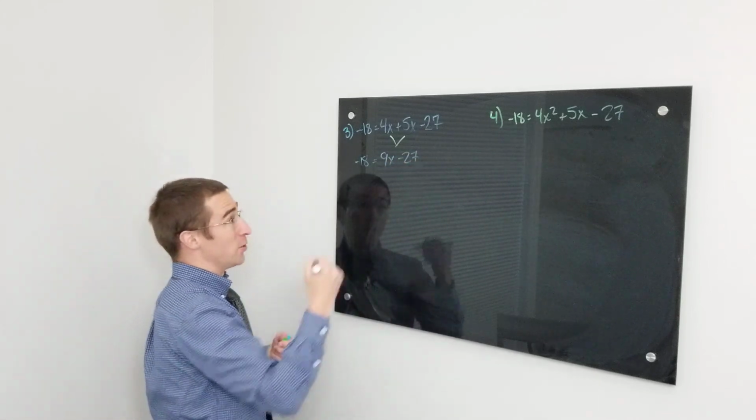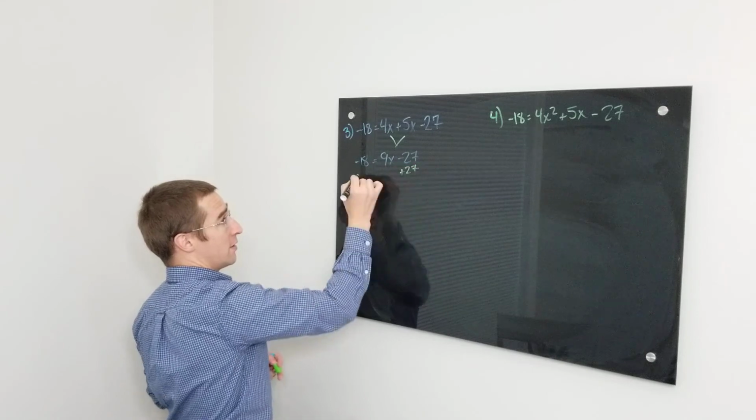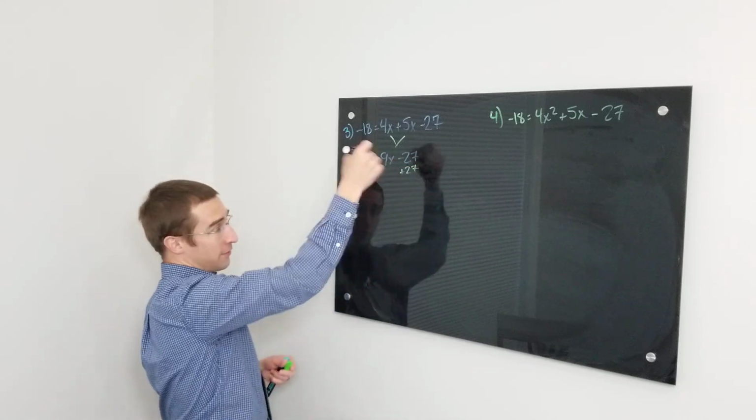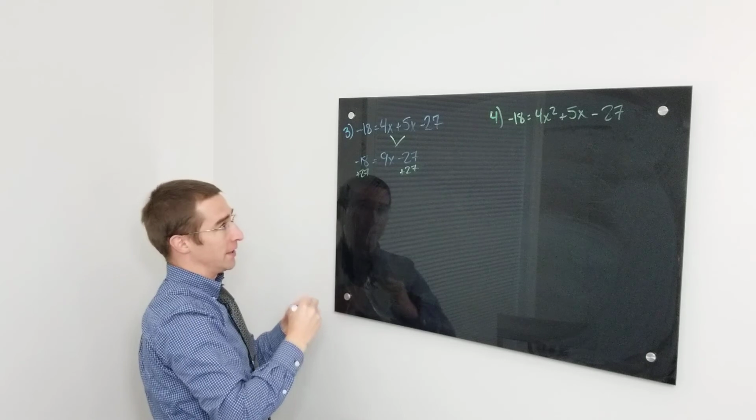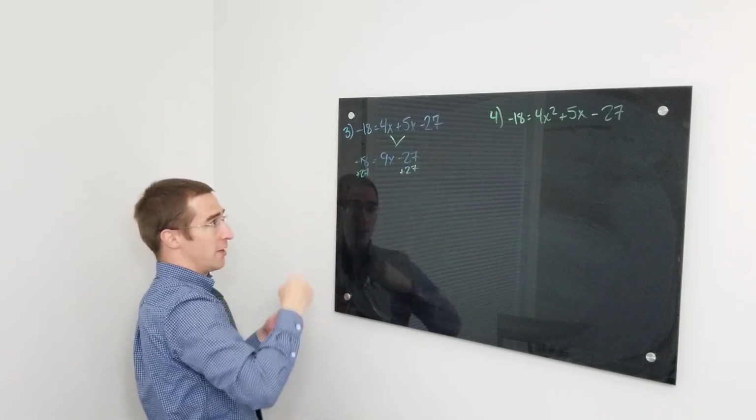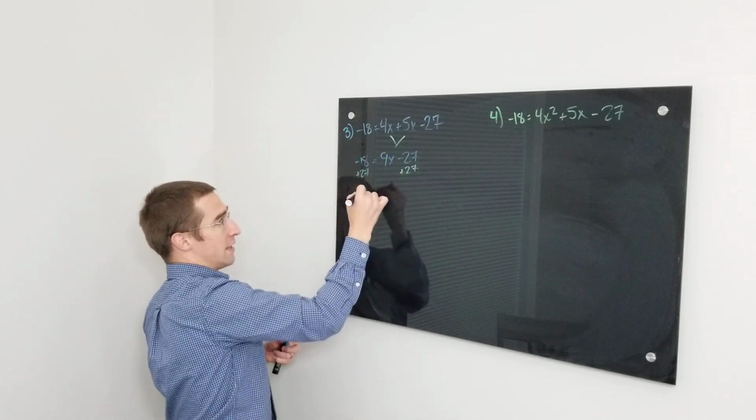Wonderful. Now I can add 27 to both sides, because we're trying to find out what x is. We're just doing the opposite of what's happening to x. Because 9x minus 27, do the opposite. So I have negative 18.